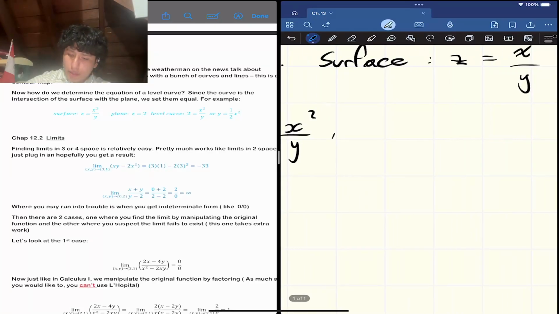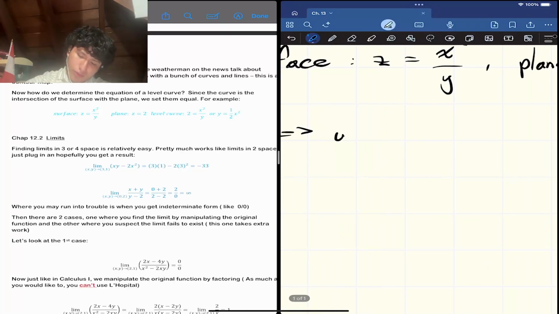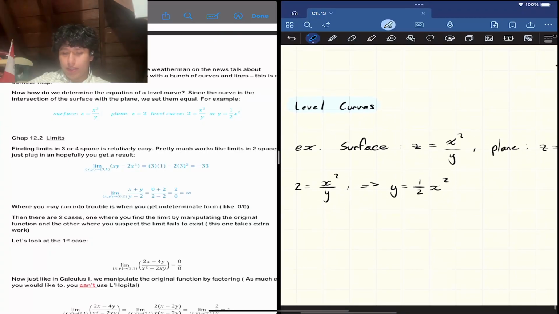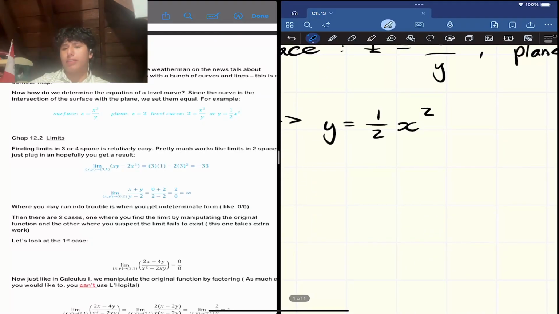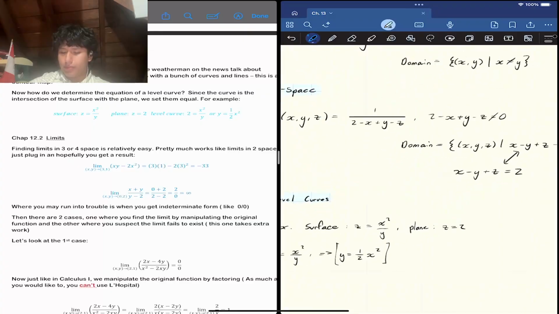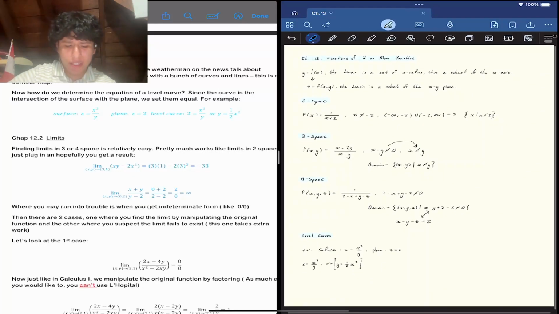If you rearrange it, it becomes y equals 1 over 2 x squared. And this is what the level curve would look like. In this case, it would be a really stretched out parabola, I guess. I don't know. It would be some stretched out parabola. So I mean, that's not too bad. That really is not bad. It's pretty interesting. I guess here's where the really bad stuff happens. But this, I think this is just 12.